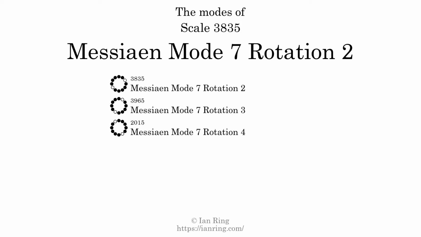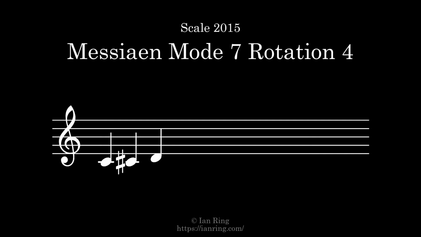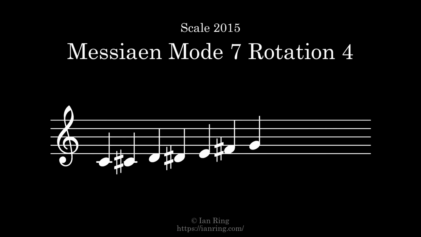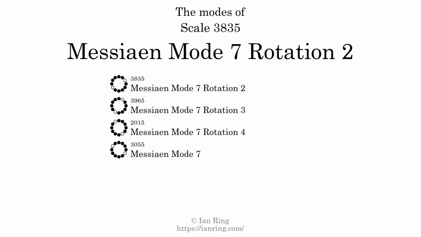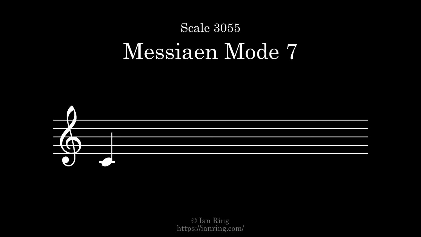The third mode is scale 2015, also known as Messiaen Mode 7 Rotation 4. It sounds like this. The fourth mode is scale 3055, also known as Messiaen Mode 7. It sounds like this.